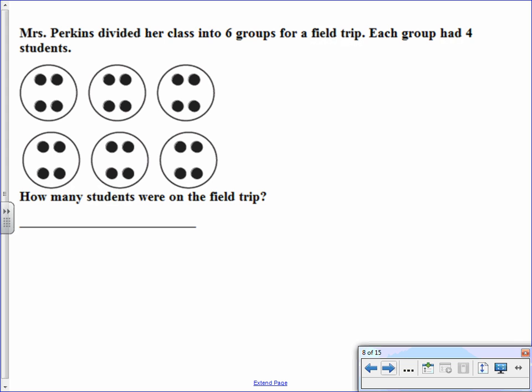Mrs. Perkins divided her class into 6 groups for a field trip. Each group had 4 students, so we have a nice model there. How many students were on the field trip? What are we going to do to find the answer to this one? Christina? We can multiply. What would be the multiplication sentence?